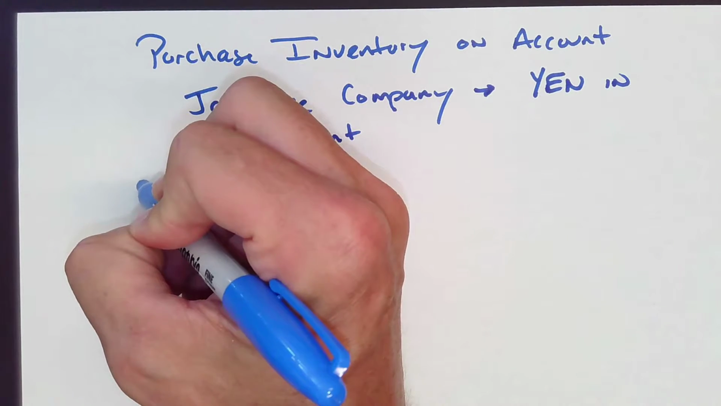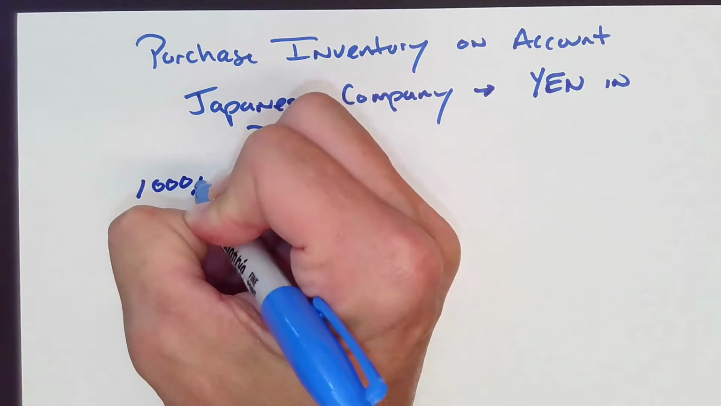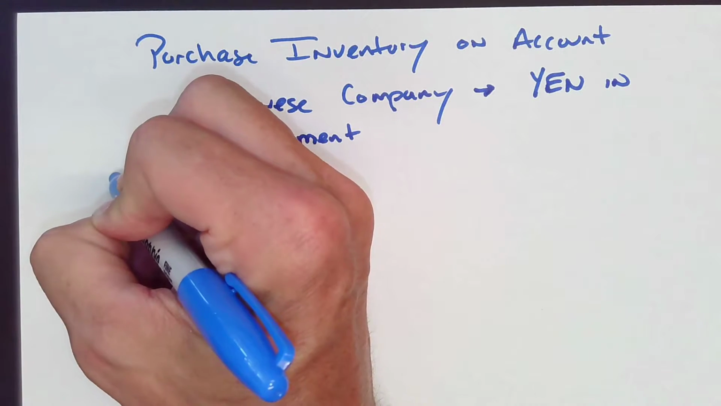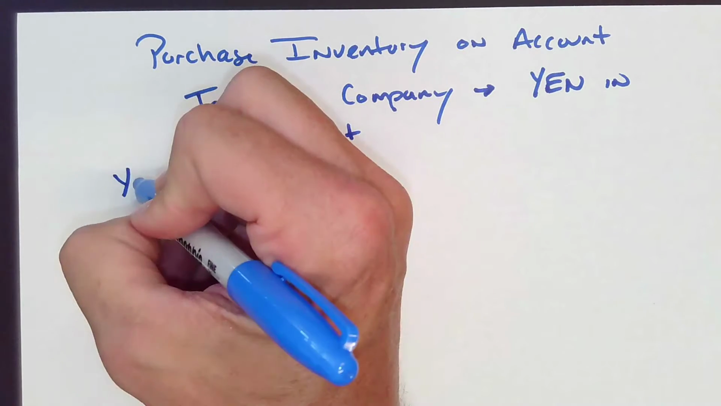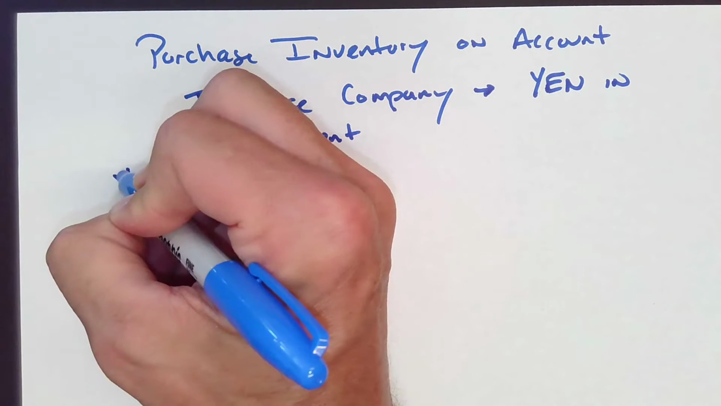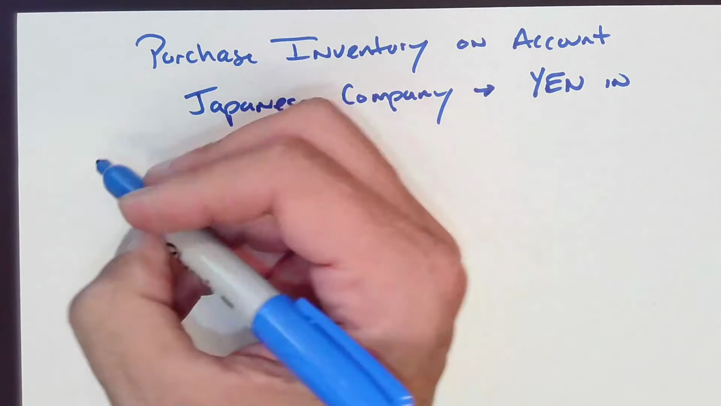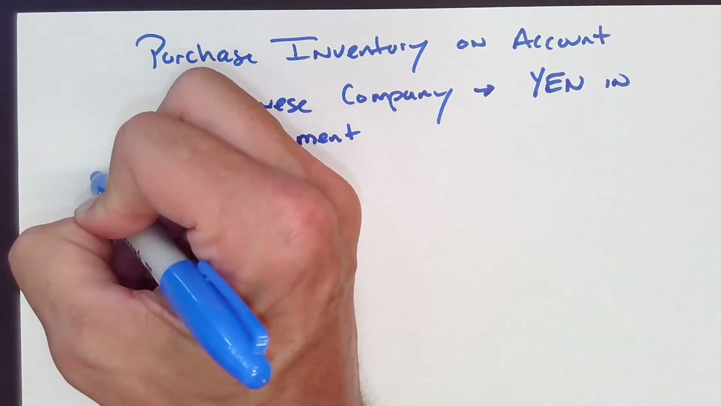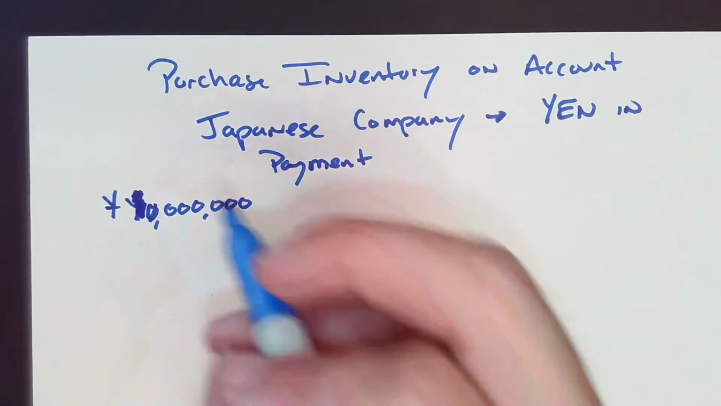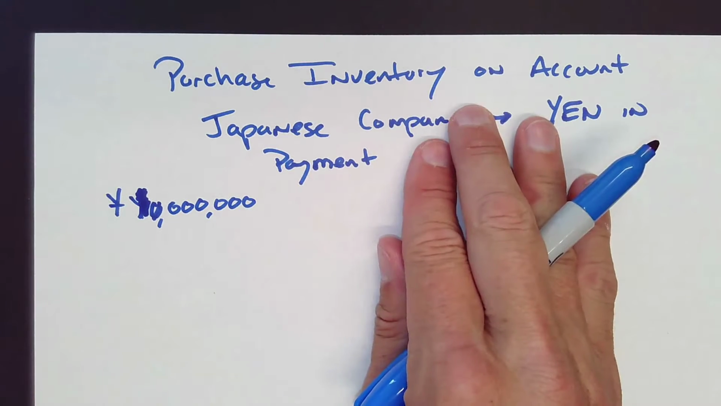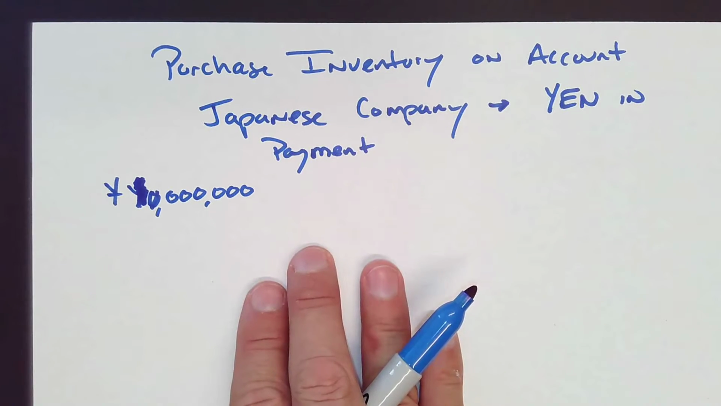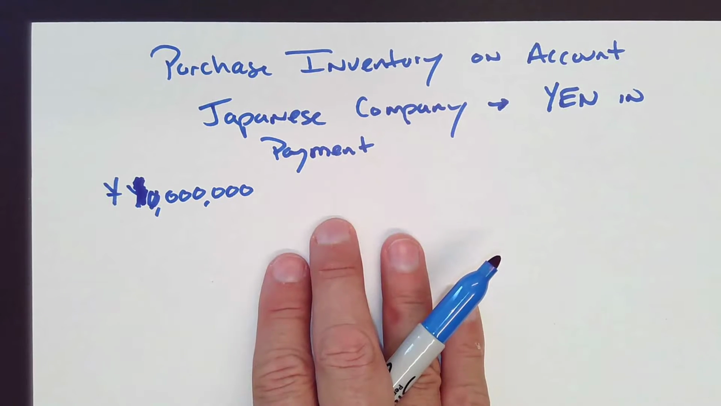We'll look at 10 million yen. Probably that's not the right symbol for yen, but that's okay. That might be closer. Maybe not. So 10 million yen to buy inventory. That's what we have to deliver to the Japanese company, and they're going to give us 10 million yen worth of the inventory that we need.